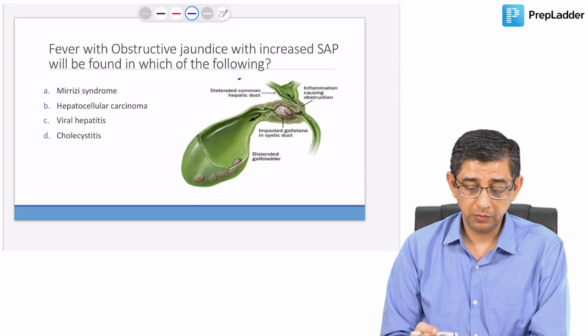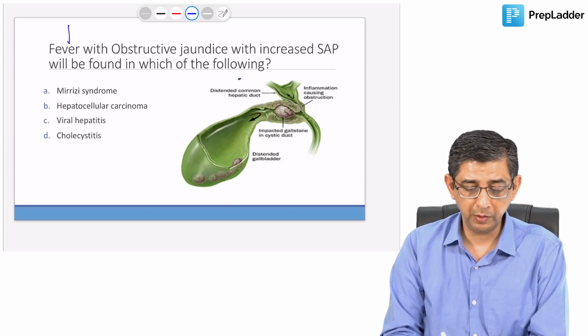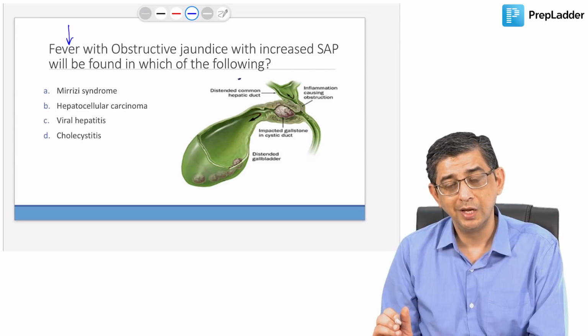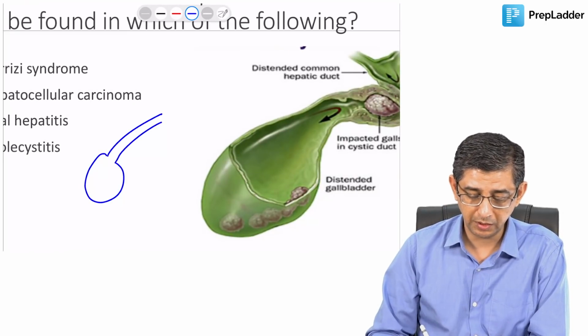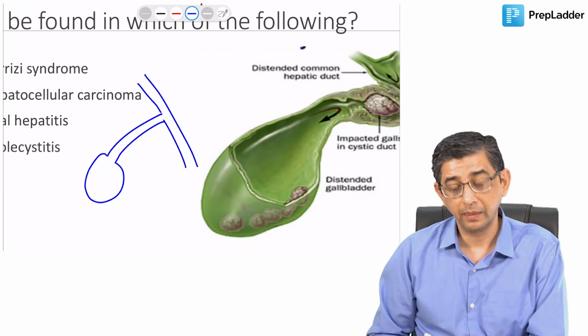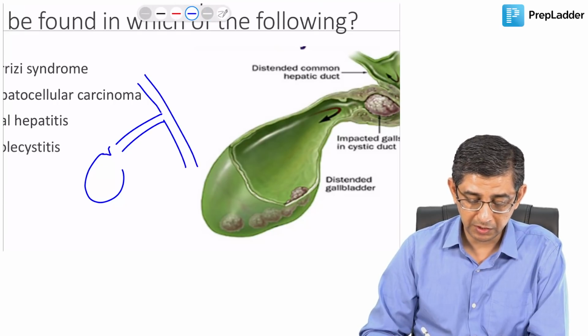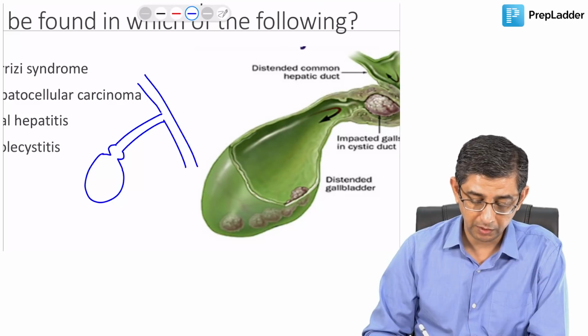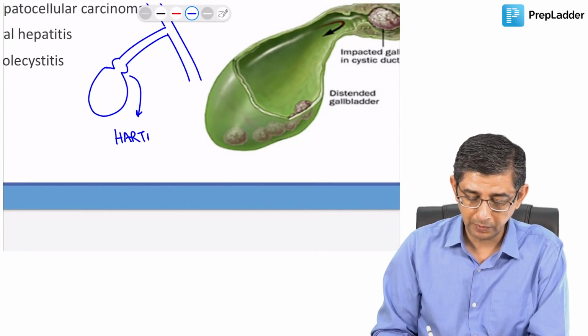The next question talks about fever with obstructive jaundice with increased SAP. Now, there is fever present with respect to a biliary process. So what I want to tell you is, suppose this is the gallbladder, this is the cystic duct, and then it will unite with the common hepatic duct to form the CBD. Where the gallbladder is finishing and the cystic duct is starting, we have an anatomical area. This anatomical area that I've highlighted now is called the Hartmann pouch.